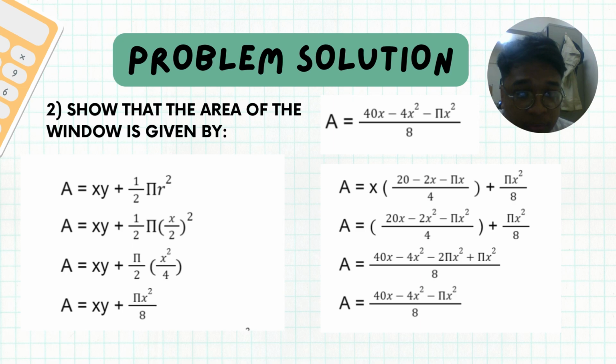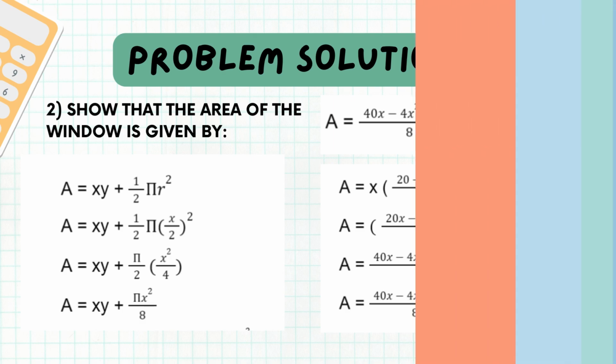We simplify it to area equals 40x minus 4x squared minus 2 pi x squared plus pi x squared, over 8. And we simplify it to A equals 40x minus 4x squared minus pi x squared over 8. So we prove that area is equal to 40x minus 4x squared minus pi x squared over 8.